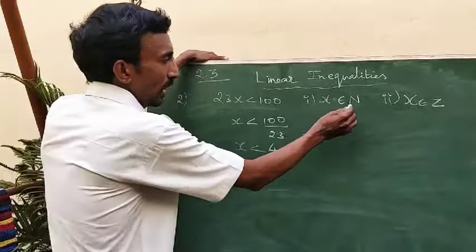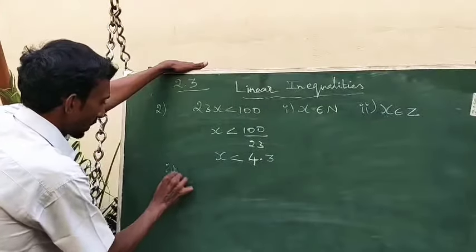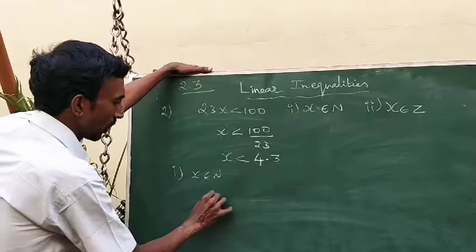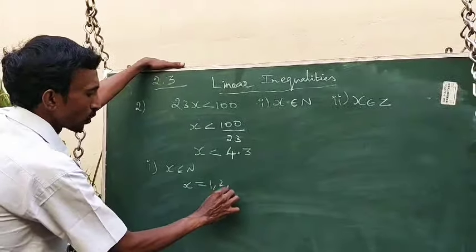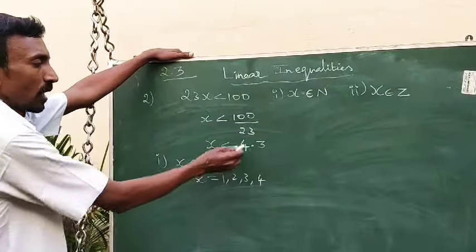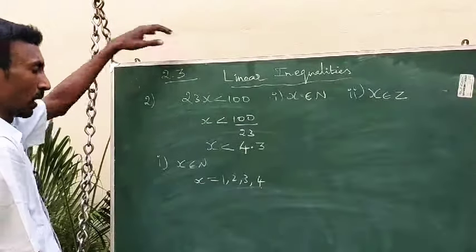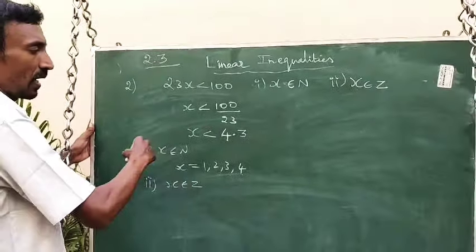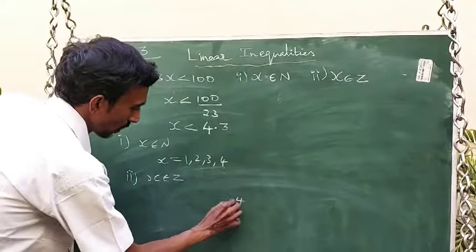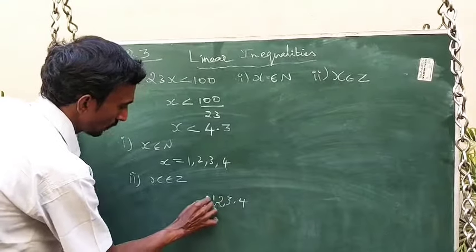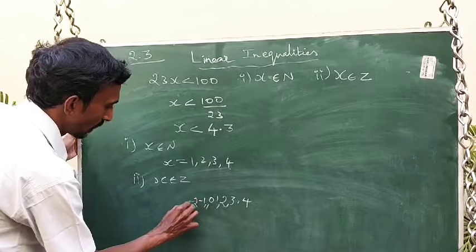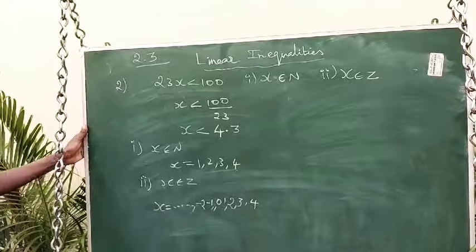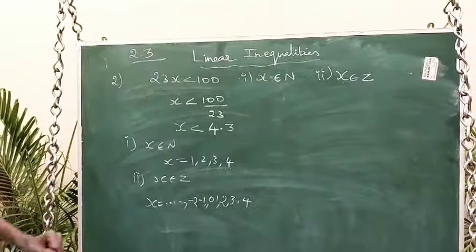So look at the first condition. Natural number, x belongs to N, means less than 4.3. What natural numbers are possible? Either x equal to 1, 2, 3 or 4. So less than 4.3, these 4 numbers are possible. Second one, x belongs to Z. Z means integers less than 4.3. So 4, 3, 2, 1, 0, minus 1, minus 2, and so on, going down to minus infinity. This is the answer for the second subdivision.